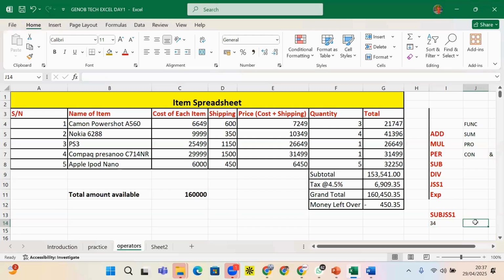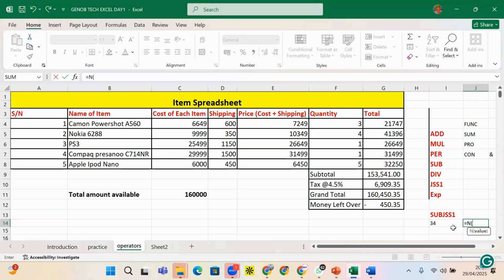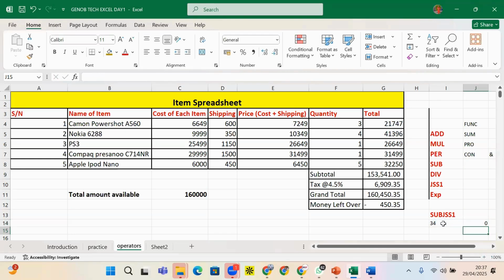So let us check if this is a number. I use a function called N. The function called N will check whether something is a number or not. It will ask, is this a number? If it is a number, it will return the number. If it is not a number, it will return what? 0. Do you understand? We use this N to check. It's a function to check if something is a number or not. If it is a number, it will return it.